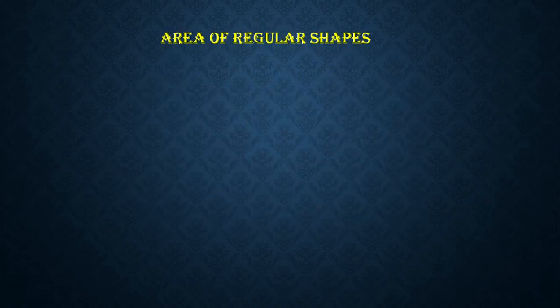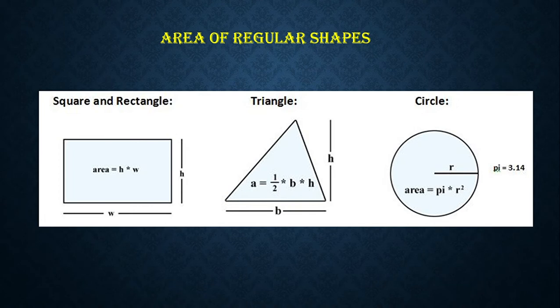Area of a regular shape. For regular shapes, we know we have the formulas. For area of a rectangle we have length into breadth. For a triangle we have half base into height, and for a circle we have pi r square.